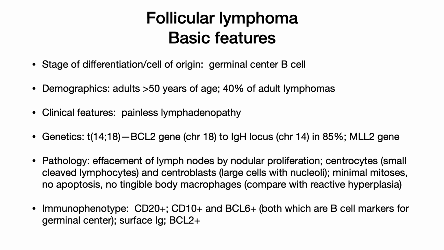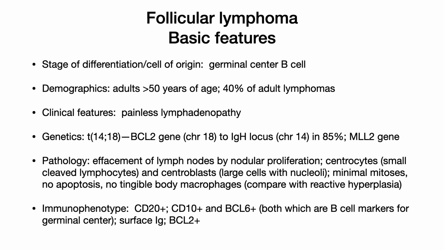What you see is an effacing of the lymph nodes, which means the nodal architecture is wiped out. You don't see the nodal architecture. And it's nodules, the follicles. They can be composed of both centrocytes, which are small cells, and centroblasts, which are larger cells. You see minimal mitoses, because remember, these cells are immortal. They're not dividing, which is, I believe, why they can be difficult to treat, because the cells aren't dividing.